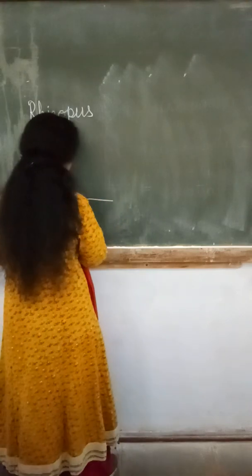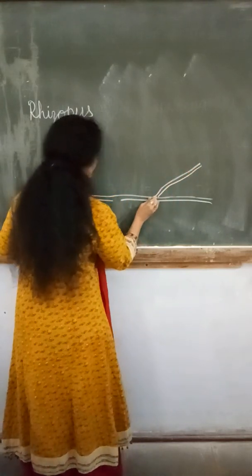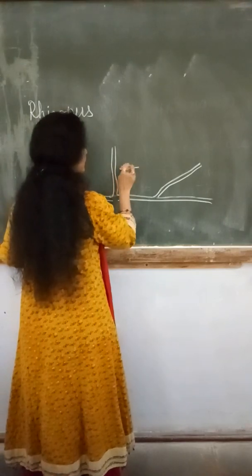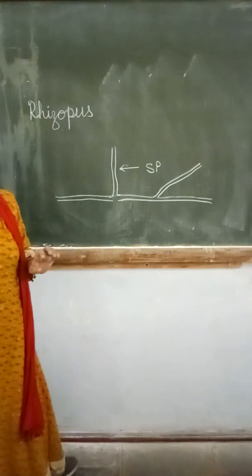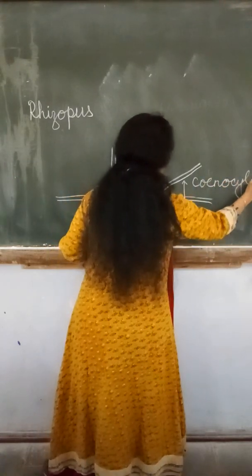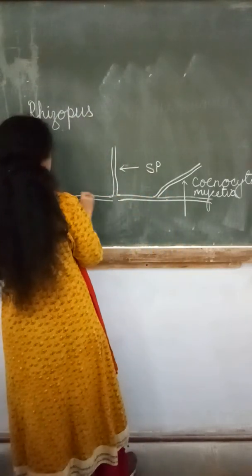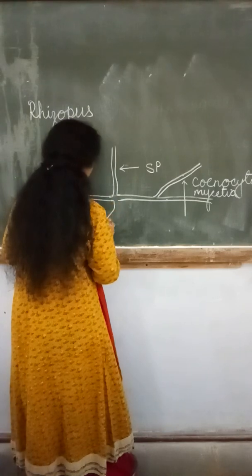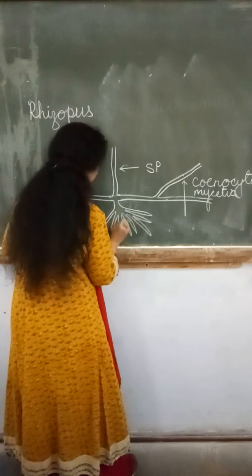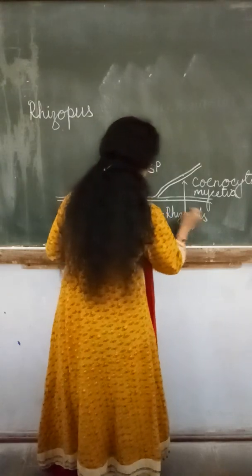First of all, we will see the structure of this organism when you do the microscopy. In this way you will see the sporangiophore. Then this is our coenocytic hyphae. This is our coenocytic mycelia, which already has many nuclei in its structure. Directly opposite to the sporangiophore structure, there will be a root-like structure which is called rhizoid. And because it has these rhizoids, it is called Rhizopus.